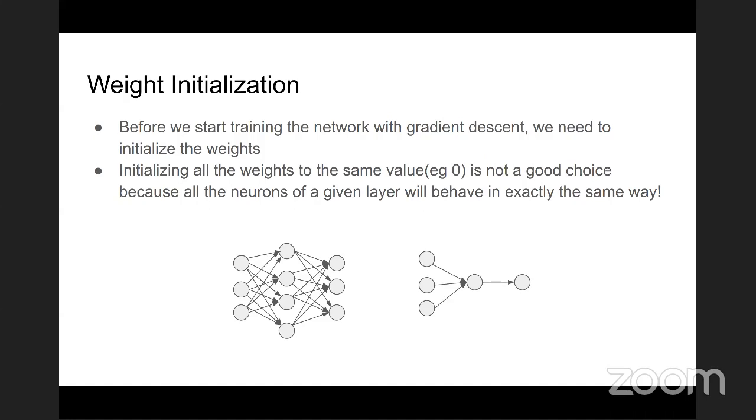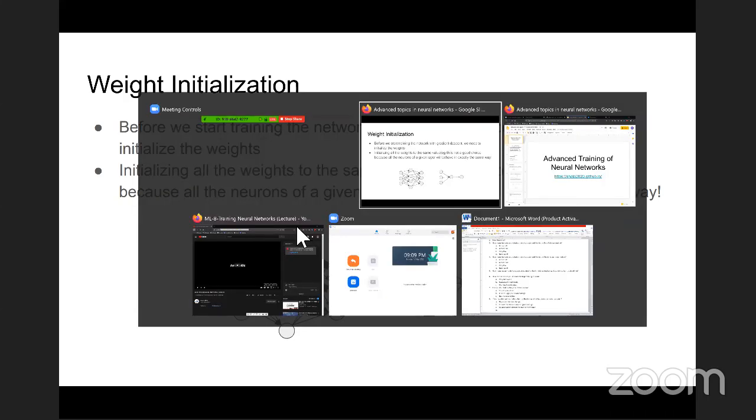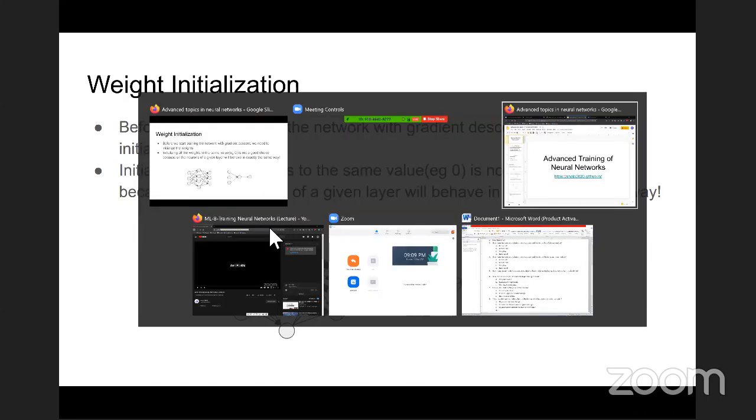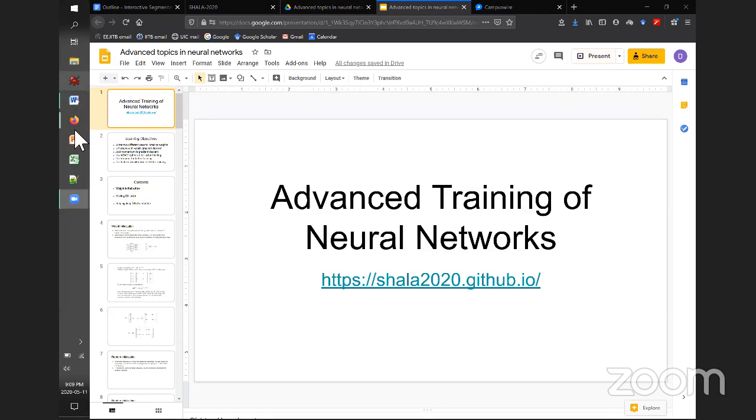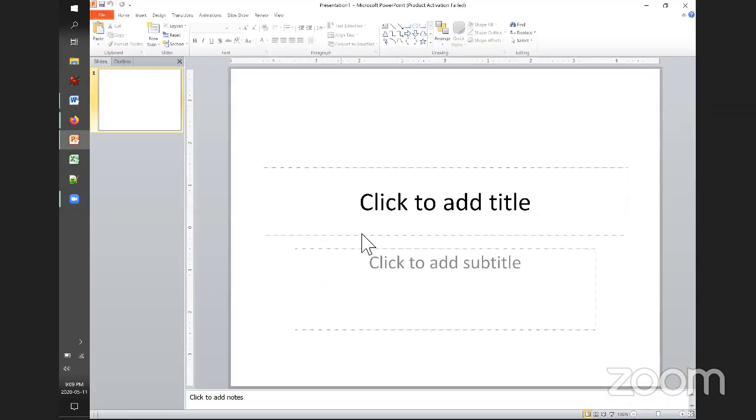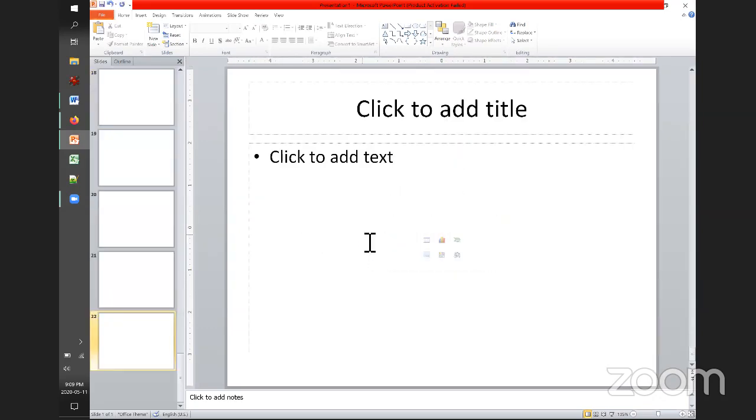So if you want to start doing gradient descent, what you want to be able to do is start from an arbitrary set of weights and then converge to the set of weights that will give you a minimum. So let me start a blank PowerPoint so that I can draw things.